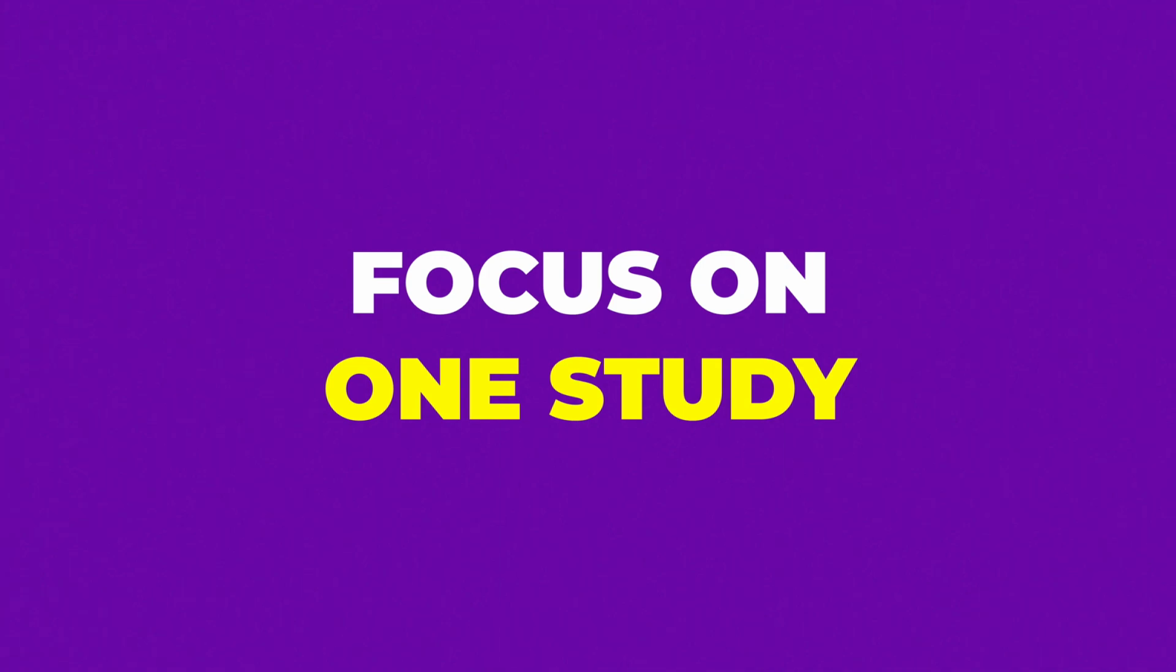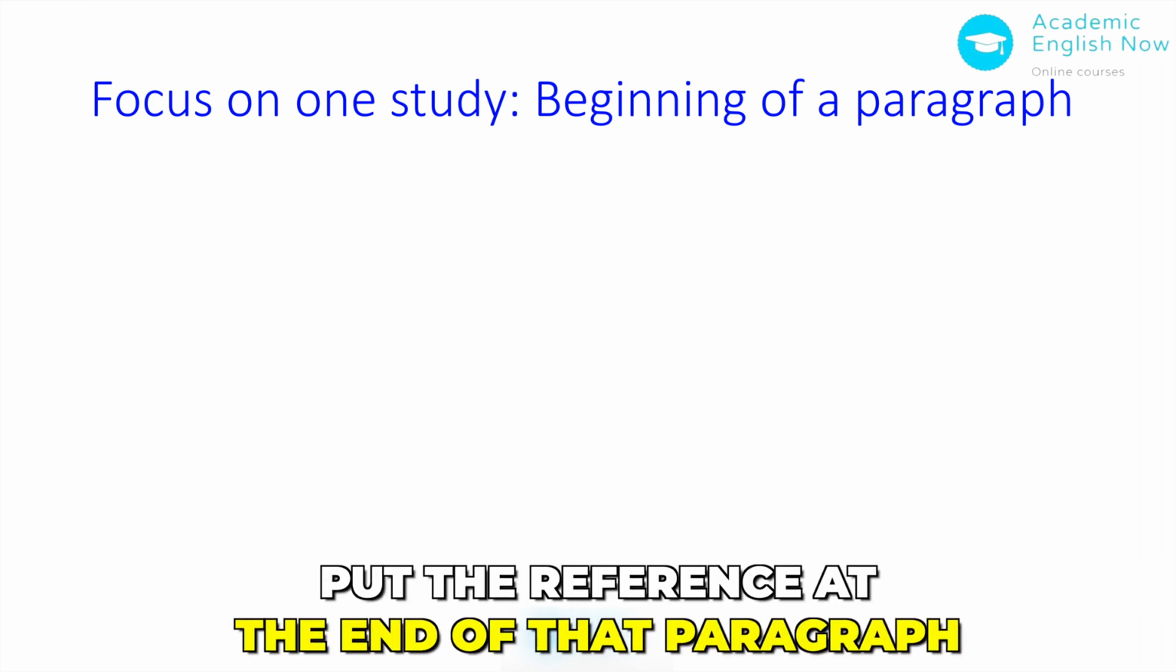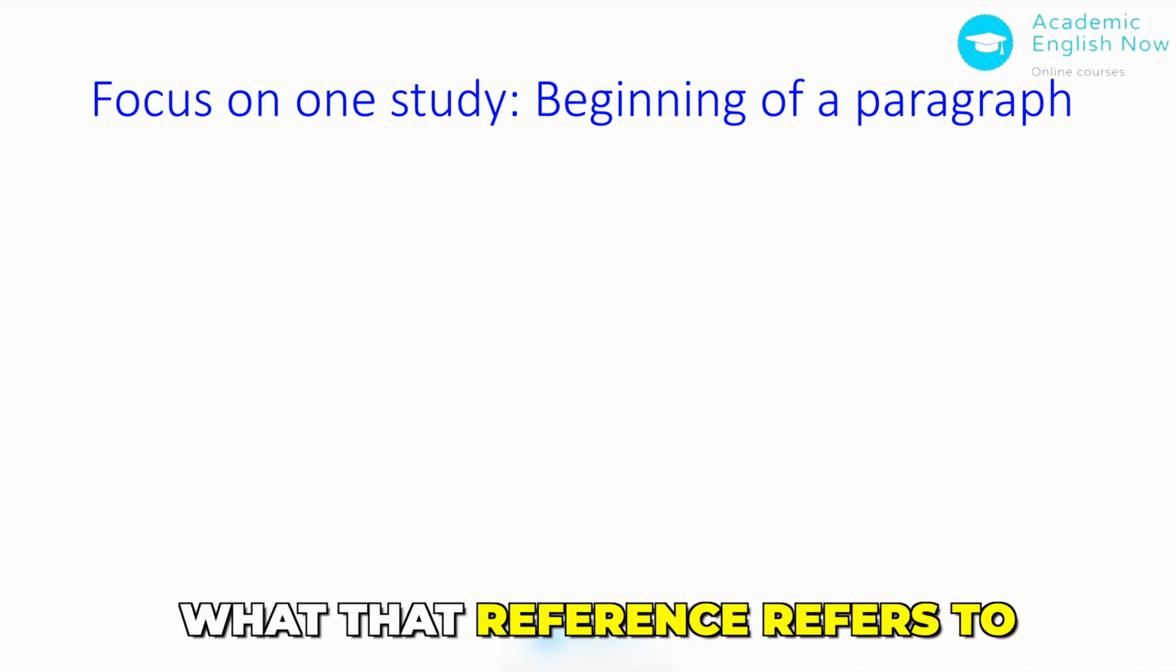Another thing that you can do is you can potentially focus on one study in more detail. Now, this is not very common, but you might want to have one paragraph where you're discussing a specific study in a little bit more detail. So a big mistake that I see people make is that they put the reference at the end of that paragraph. And then there are like 5 sentences throughout the whole paragraph and there are no references. That's not a good way to do it, because if you just put the reference at the end of that paragraph and there are no other references within the paragraph, we don't know what that reference refers to.